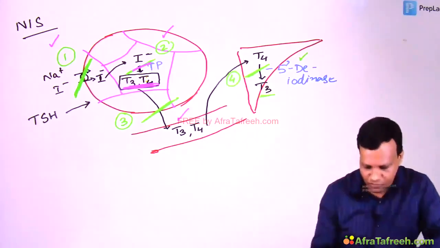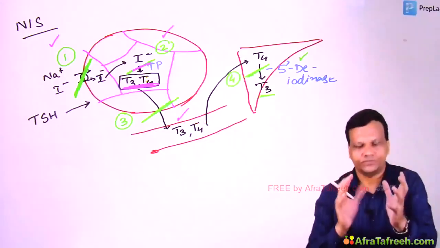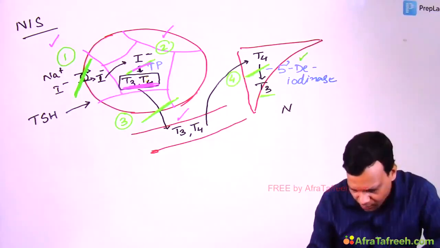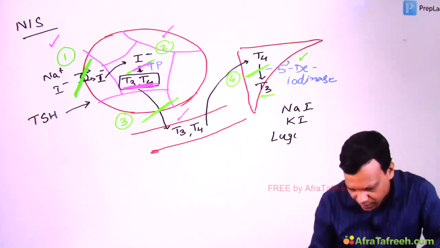Okay, so now we'll move to the third drug, secretion inhibitors. The drugs which inhibit the secretion include sodium iodide, potassium iodide, and Lugol's iodine.